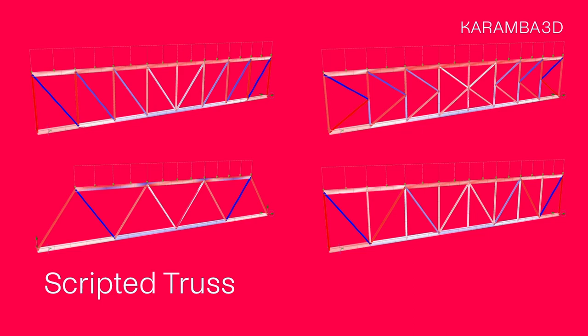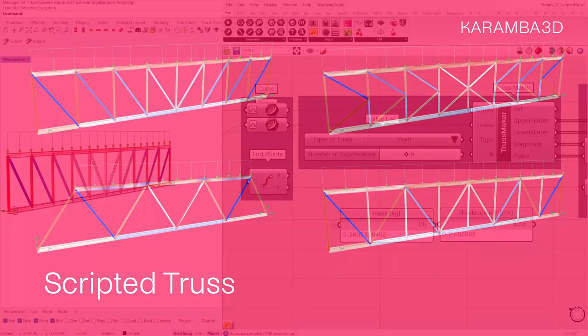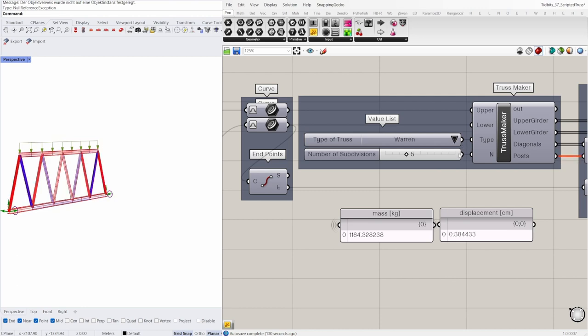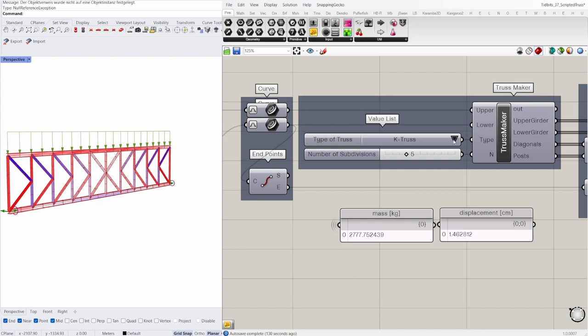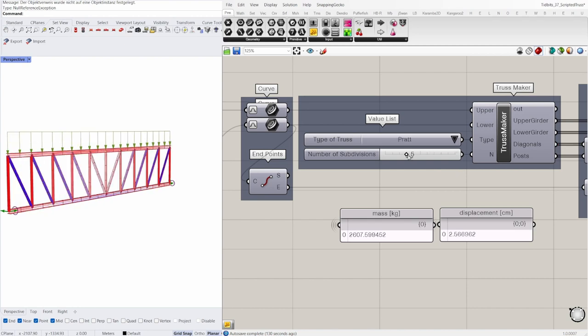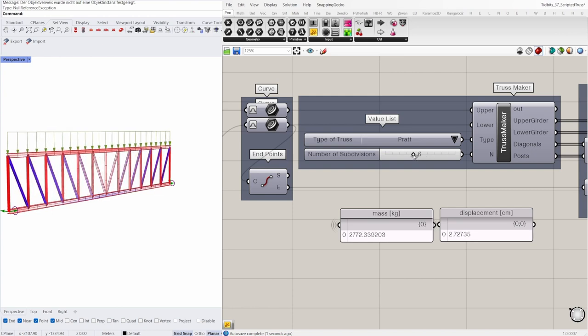My name is Daniel and today I want to show you a parametric truss that is programmed in C#. The programming is hidden in the C# component here and is called the TrussMaker. It is possible to switch between different types of trusses. Here the Pratt, the Warren with verticals, the K-Truss and the Vierendeel. Additionally, the subdivision can be adjusted with the slider here.